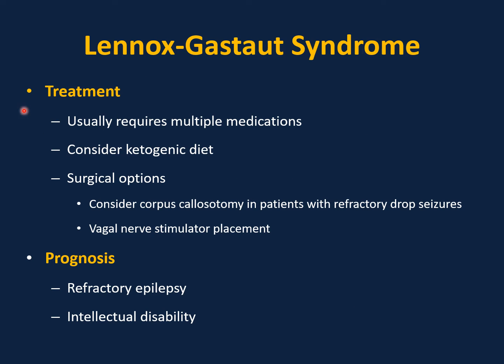Treatment of Lennox-Gastaut syndrome usually requires multiple medications. It is really difficult to treat. Consider ketogenic diet, which is a high fat diet, adequate protein and low carbohydrate. This will force the body to use fat as a source of energy, and the ketone bodies will cross the blood-brain barrier, and the brain will use them as a source of energy instead of glucose. In this case, this will reduce the seizures. Surgical options: consider corpus callosotomy in patients with refractory drop seizures.